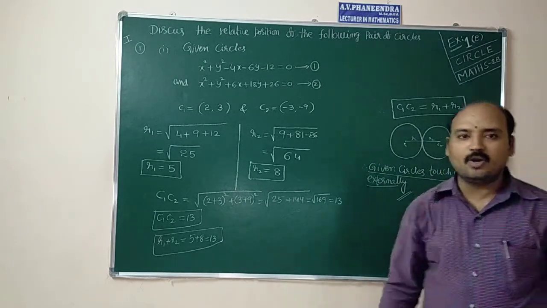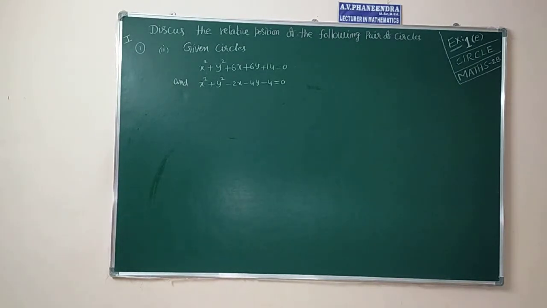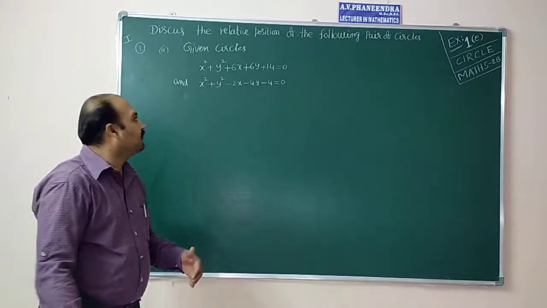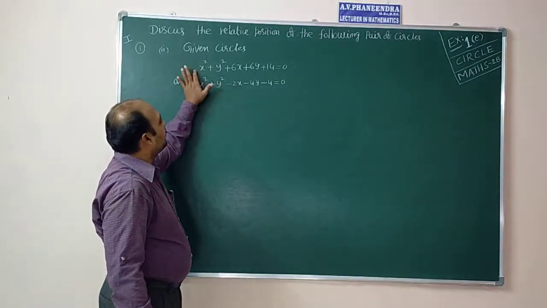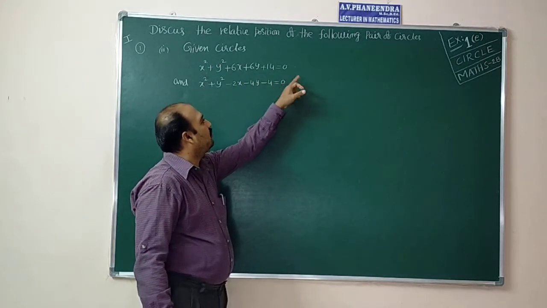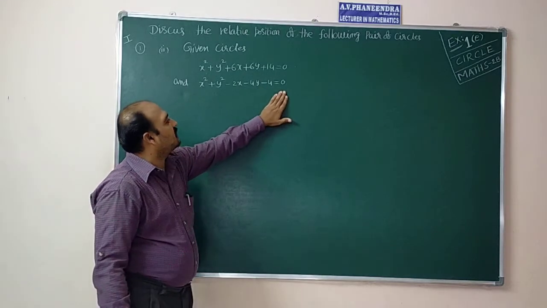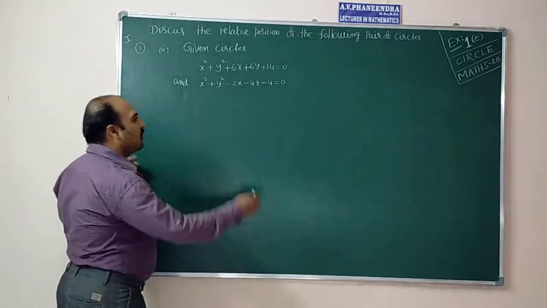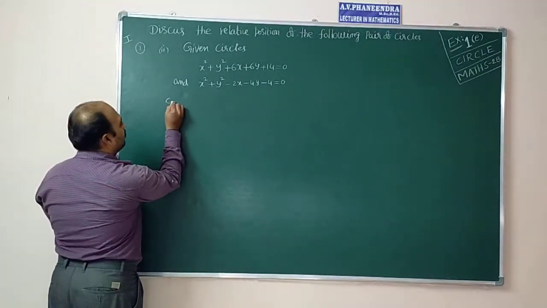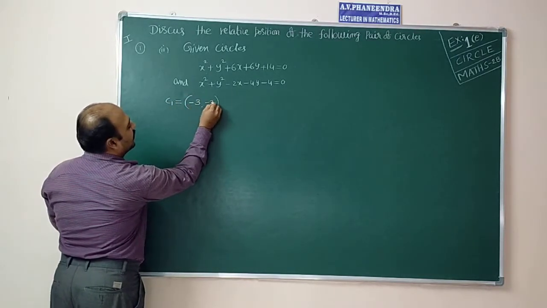We take one more example. See the next question. Given circles x square plus y square plus 6x plus 6y plus 14 equal to 0, and x square plus y square minus 2x minus 4y minus 4 equal to 0. As usual procedure, first find out both circle centers. C1 is (minus 3, minus 3).